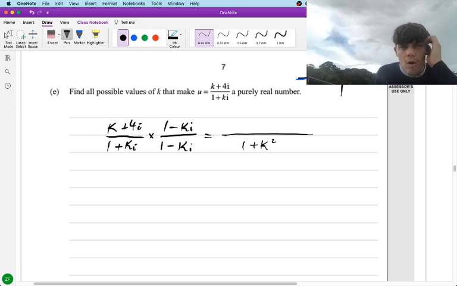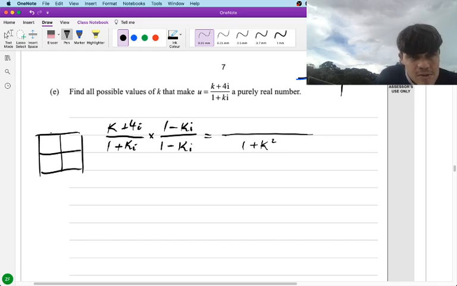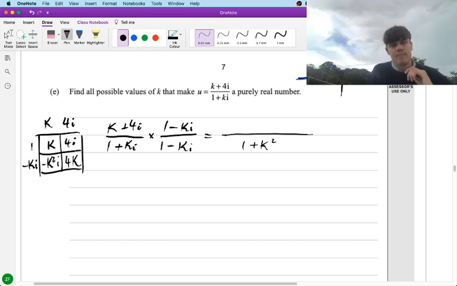Okay, so this is a little bit ugly, so I'm going to do it on a table because I'm prone to making errors, so I much prefer to deal with it like this. k, 4i, 1, negative ki. So it's 1 times k is k, 1 times 4i is 4i, k times negative ki is negative k squared i, and then negative ki times 4i is going to get us 4k. Reason being, it's a negative, and then that i times i makes another negative. Okay, so I'm going to split that into imaginary and real parts as well. So my real part is 5k, and then my imaginary part is i times negative k squared plus 4.